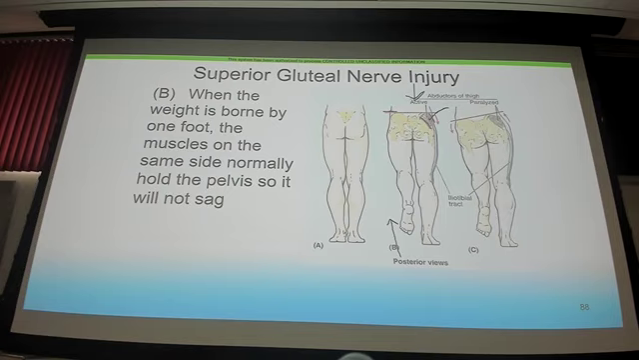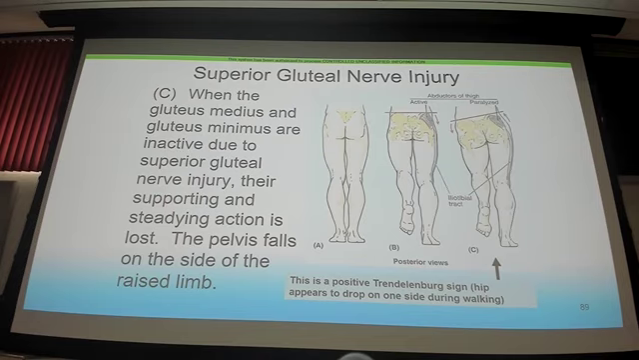So that you're standing there, and if you lift up, if the muscle on this side is not working, you're going to come down. Because you picture it pulling this way, right? I'm up, it's going to straighten me back up. So we don't notice that because we don't have that problem. But somebody who had a superior gluteal nerve injury would.